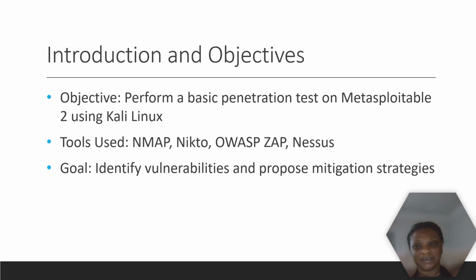Introduction and objectives. The objective of this exercise was to perform a basic penetration test using Kali Linux tools, especially Nmap, Nikto, OWASP ZAP, and Nessus, to identify vulnerabilities within the Metasploitable 2 virtual machine. My goal was to simulate a real-world attack, document the findings, and propose actionable defense strategies.